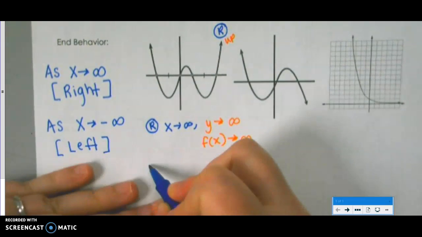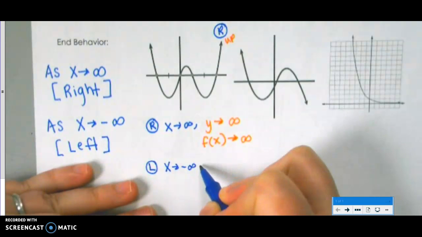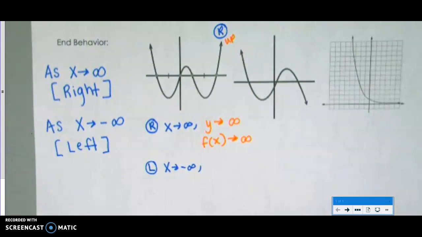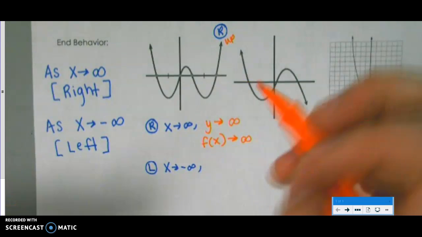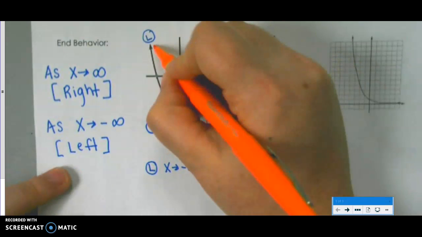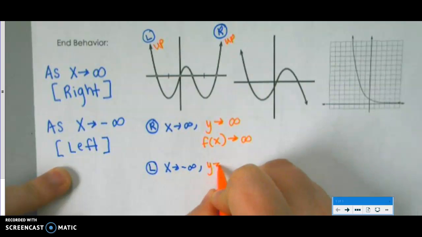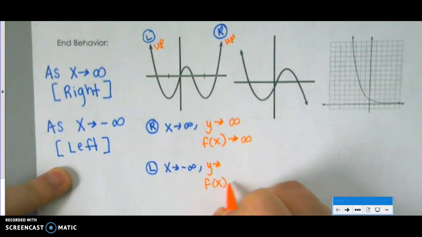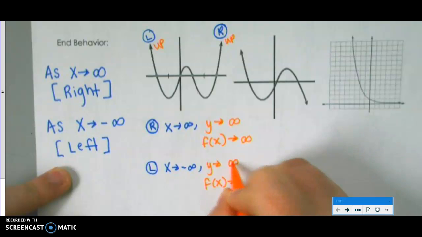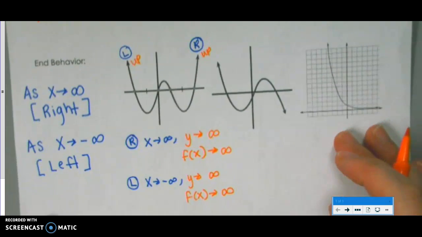All right, now I need my statement for the left arrow. So that starts with as x approaches negative infinity. That's the arrow on the left. And for this graph, that arrow is also pointing up. So same thing, we can use y or we can use f of x, but the fact that it's going up means we will put infinity. Forever and ever and ever up is infinity.